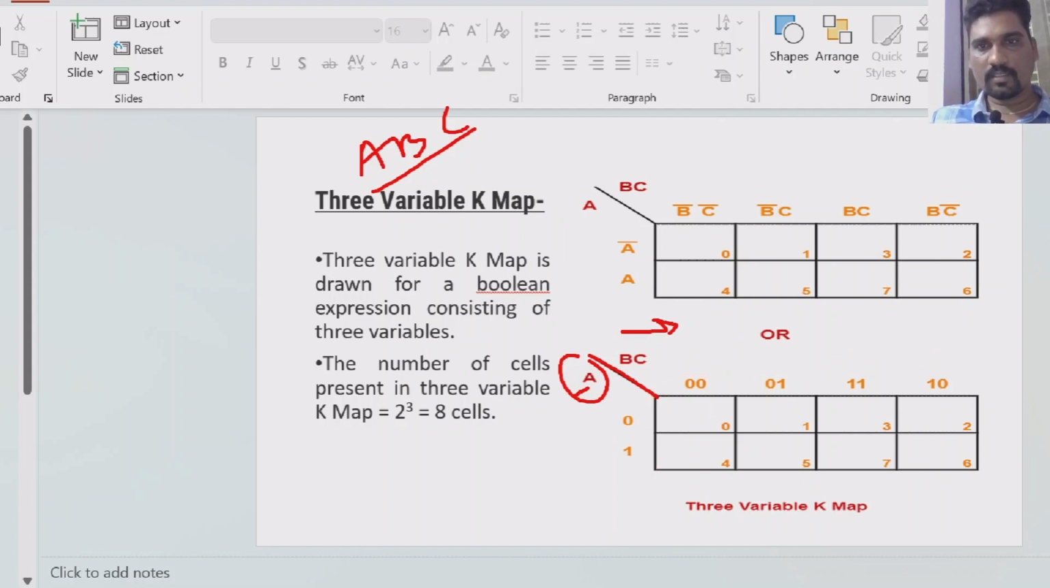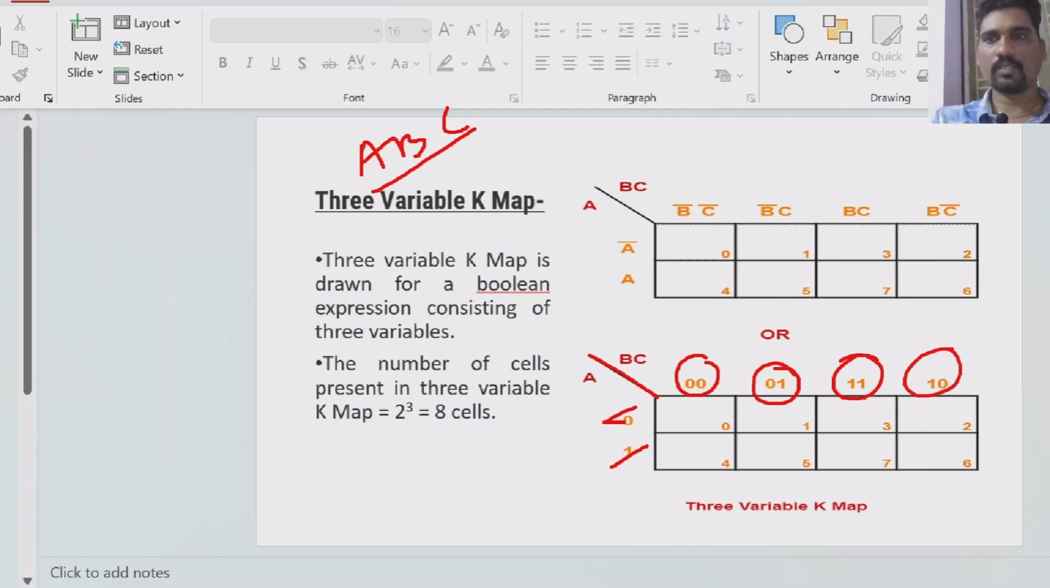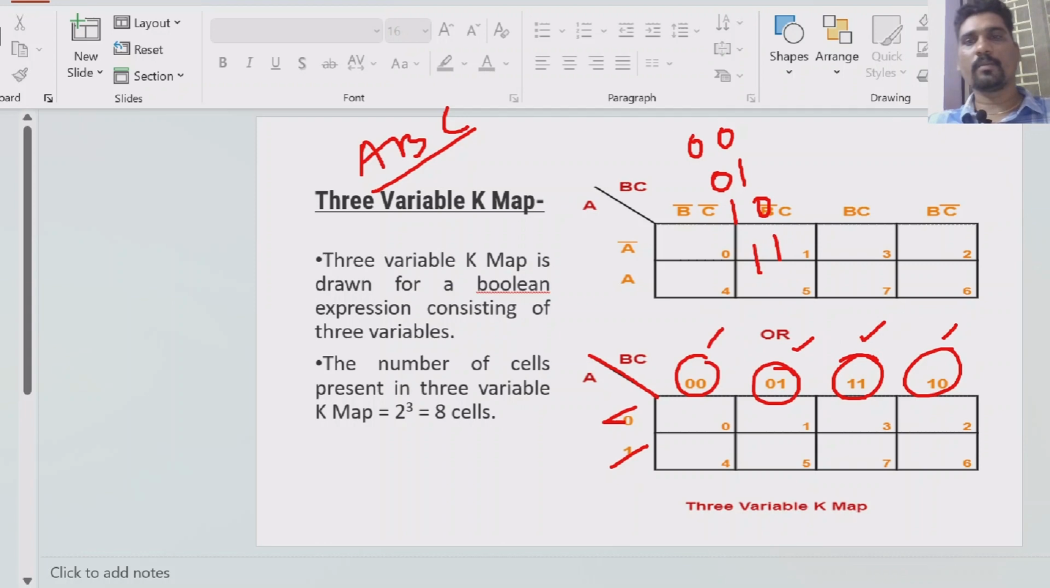Now once it is done, what is the meaning of the A value? Either it may be 0 or 1. Now BC value means 00, 01, 11, 10. Here most of the people will make a mistake. Generally how do we write the binary numbers? 00, 01, 10, 11. But why did they write 00, 01, 11, 10? This is an important point to remember in minimization using the K-map. The moment you consider it the other way, the entire thing will go wrong, right?